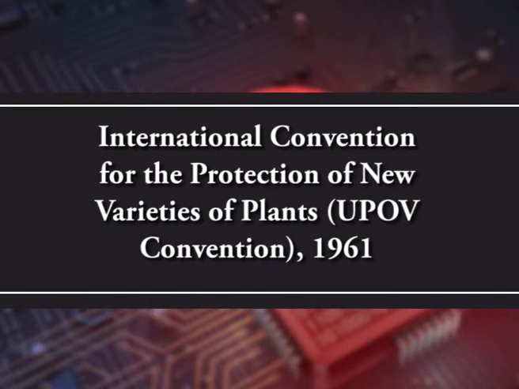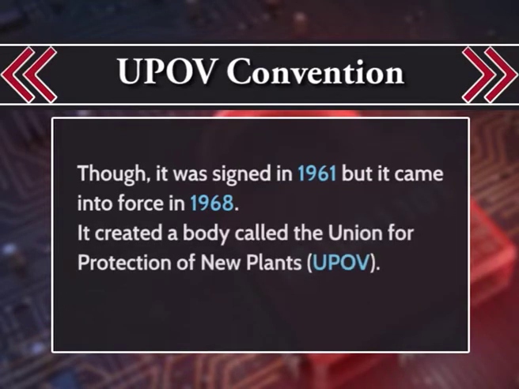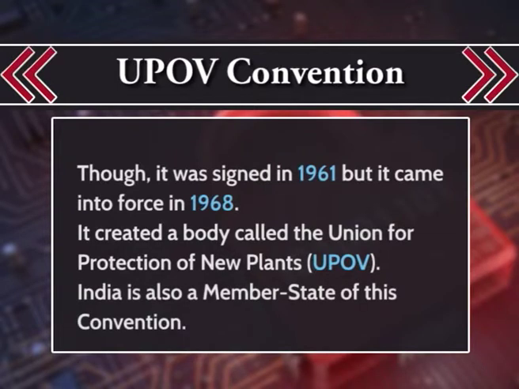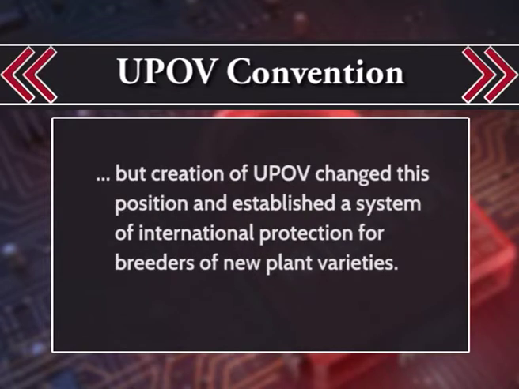The International Convention for the Protection of New Varieties of Plants, 1961. Though it was signed in 1961, it came into force in 1968. It created a body called the Union for the Protection of New Varieties of Plants. India is also a member state of this convention. Earlier efforts had been made by the developed countries to extend IPRs to areas traditionally considered outside the boundaries of IPRs. But the creation of UPOV changed this position and established a system of international protection for the breeders of new plant varieties.